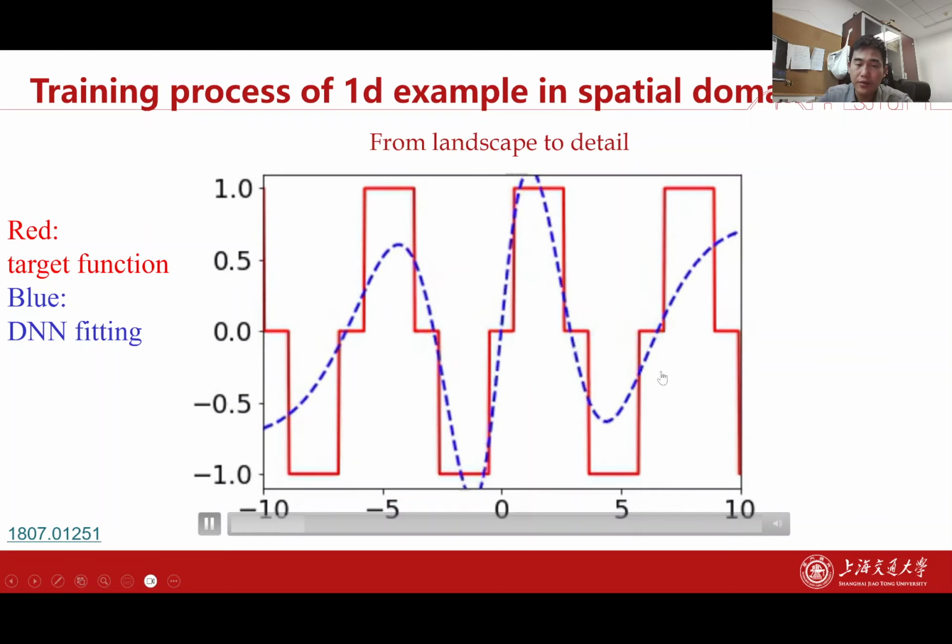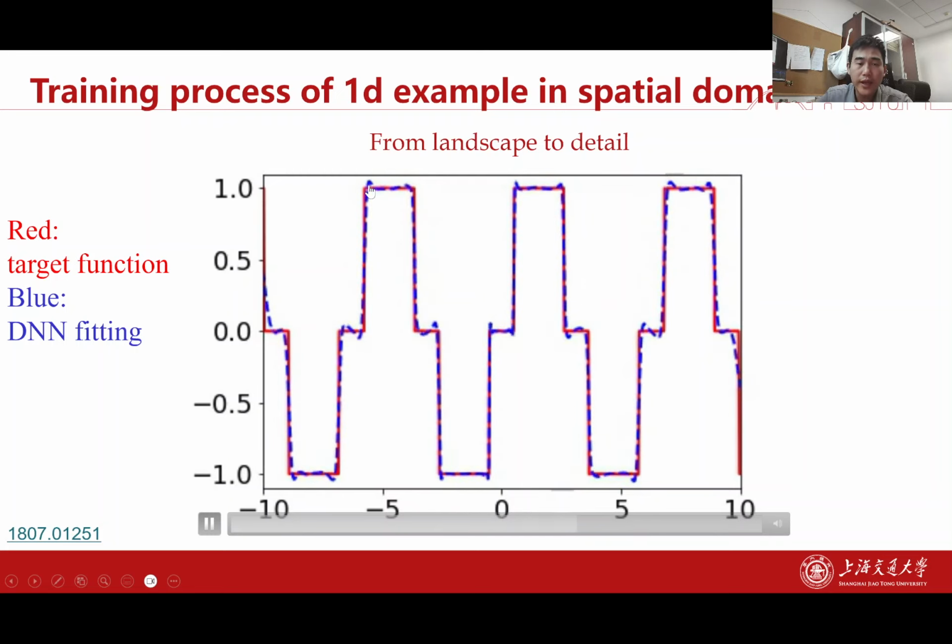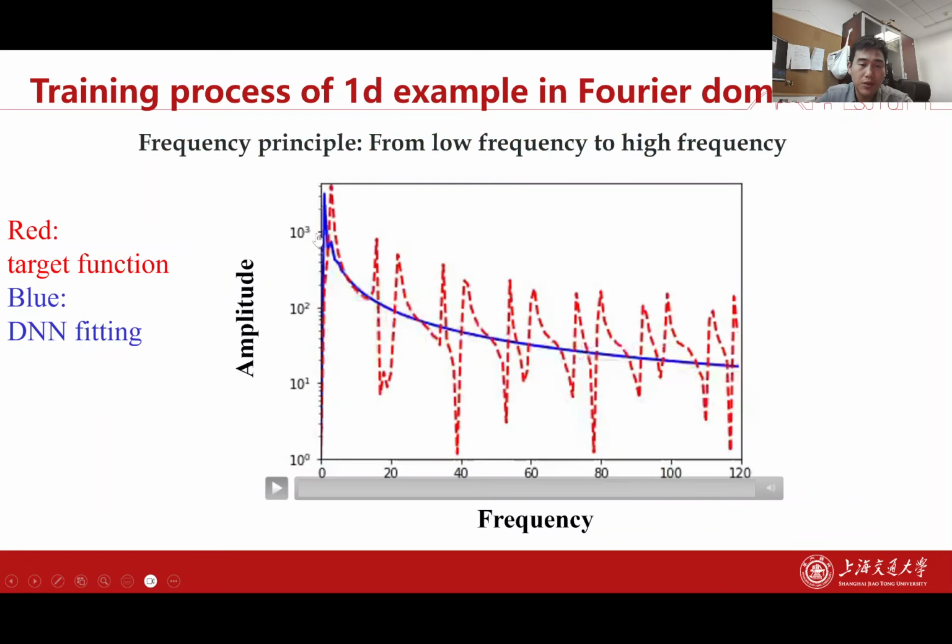Initially, it starts to capture the landscape of the target function, and after some training, it learns more and more details. To quantitatively understand how this training process goes on, we can use a quantity that captures this landscape and detail, which is frequency. This red curve is the Fourier transform of the target function, and this blue one is for the neural network. The x-axis is the frequency, and the y-axis is the amplitude.